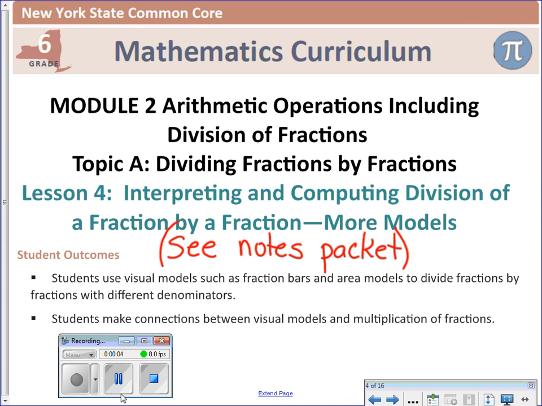Module 2, Lesson 4: Interpreting and Computing Division of a Fraction by a Fraction, Moore Model. So exactly what we did last Wednesday, dividing fractions by fractions.